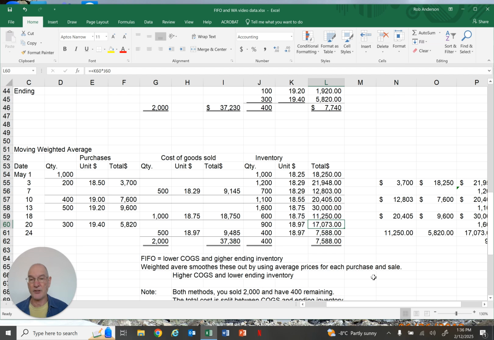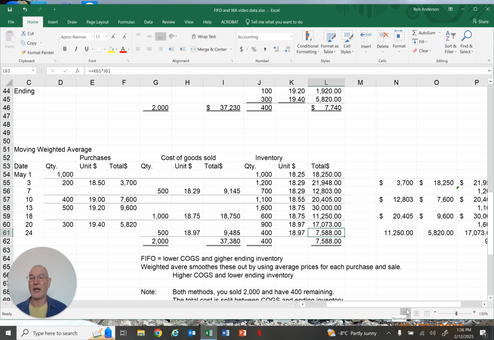Our last transaction is to sell 500. And you can tell already from our previous sales that this is the easiest part of using weighted average. We have an average price, we're just going to use it. 500 at $18.97 gives us our cost of goods sold. We have 400 left at $18.97 is $75.88.